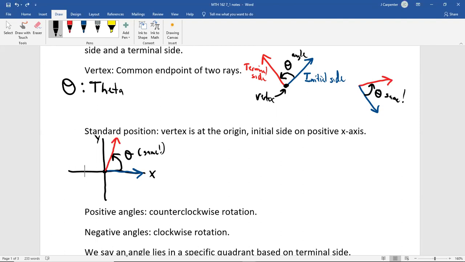Negative angles are if you were to swing the other way. So if I did this instead, oops, a little squirrely. So X, Y, let's say we still, and you still always have to have the initial side on the X-axis. That's always true. The initial side must go on the positive X-axis, not the negative, the positive.